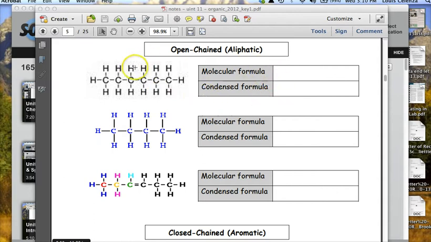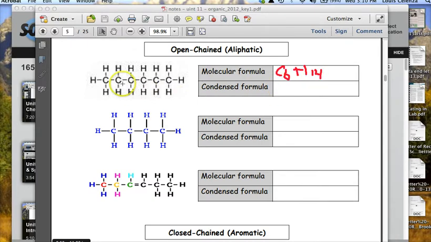To get the molecular formula, all you do is count up the number of carbons. 1, 2, 3, 4, 5, 6. It's 6 carbons. And if you count the hydrogens, it looks like 14. That would be the molecular formula.